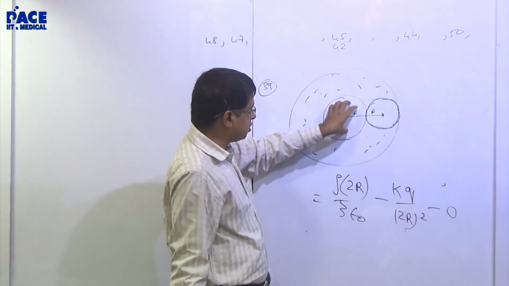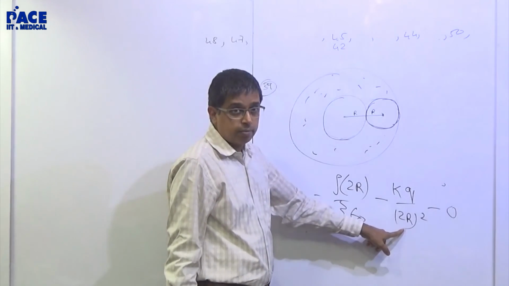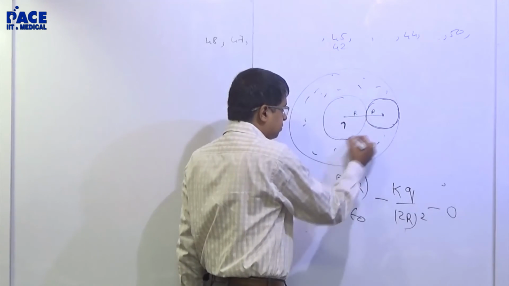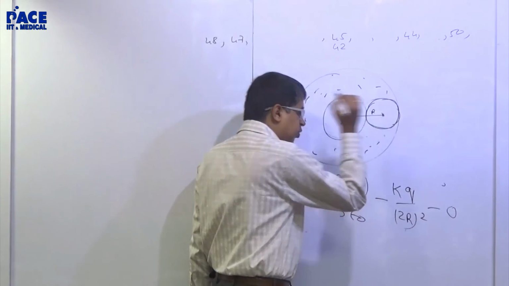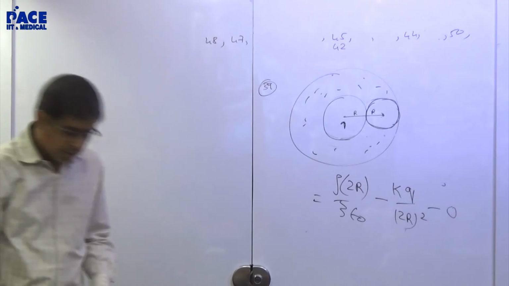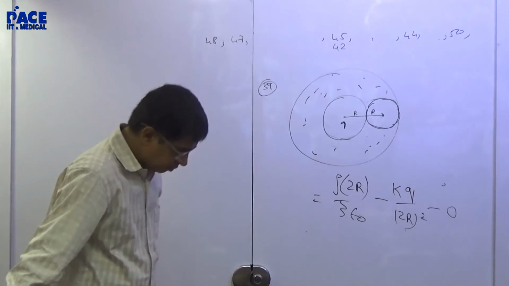Minus the field because of this removed part here, which will be kq by 2r whole square. Q will be the charge of the removed part. Minus the field because of this removed part at its own center will be this. Agreed? Yes, sir.